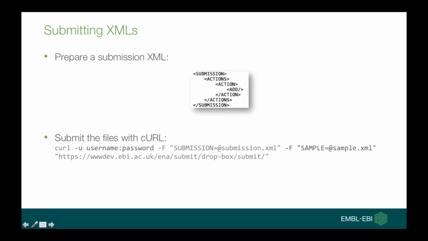Curl will print out a message letting you know whether your submission has been successful or not, and it will give you your accession numbers, and you'll be ready to move on to the next stage of your submission.